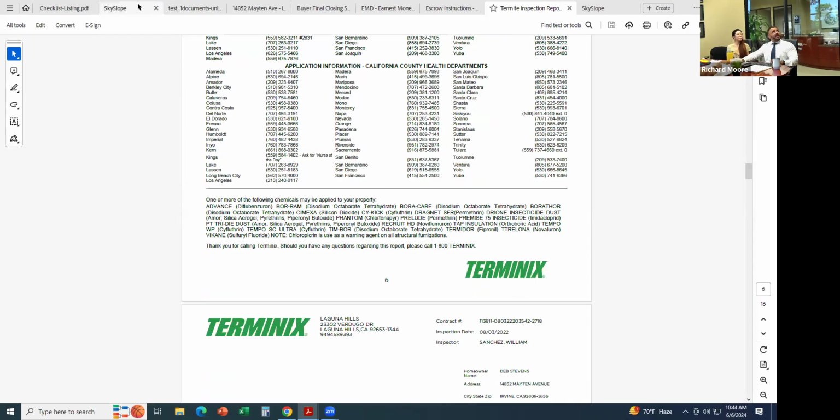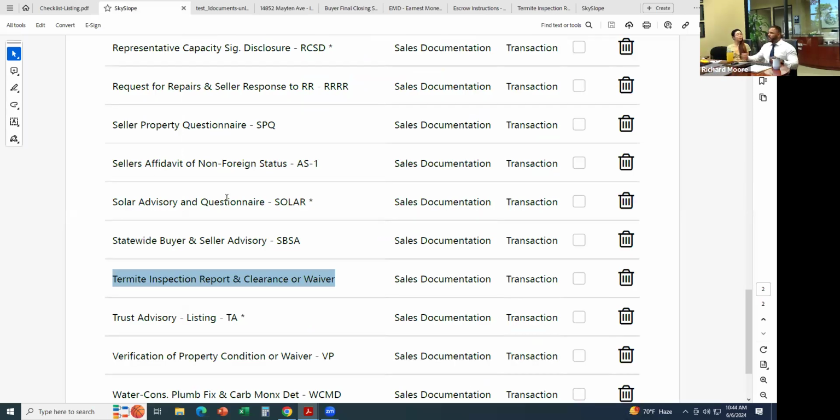But let's say they didn't ask for a termite report, because in the purchase contract, you have to add it to the contract. It's not in there by default. You have to actually type it in and ask for the seller to pay for it. If you don't, and the buyer wants a report, the buyer's going to have to pay for it. So if you don't have a termite inspection report and they don't want it, then you're going to need the waiver, the buyer inspection waiver.